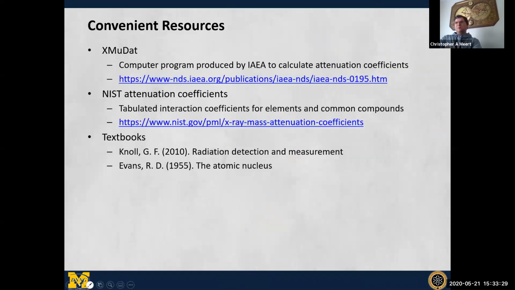All right, as I had promised, there's some resources I included in this slide set. So if you download this, you can use these links. XMUDAT, which is a program from the IAEA, which has a link there. The NIST attenuation coefficients, which I used for the shielding case. There's a lot of information there, and not only for elements, but also common compounds that you might use, or even things like water. And a lot of the plots here and equations, of course, come from textbooks, things like Glenn Knoll's Radiation Detection and Measurement book, and also The Atomic Nucleus by Evans. Those are good references.